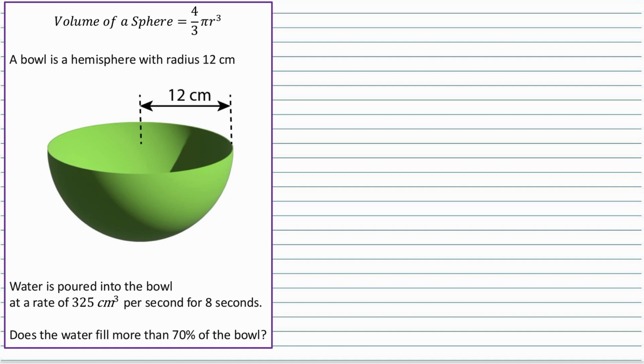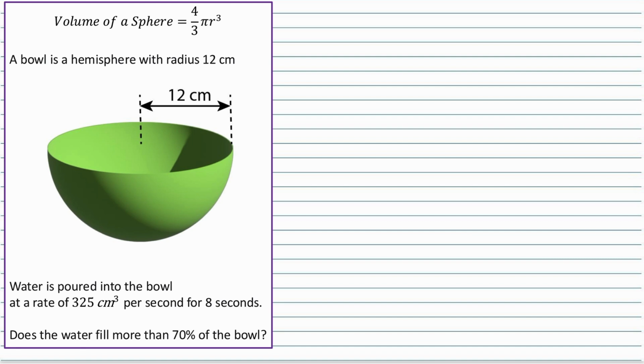In this question, we're told that a bowl is a hemisphere with a radius of 12 centimeters, and water is poured into the bowl at a rate of 325 centimeters cubed per second for 8 seconds. We need to work out if the water fills more than 70% of the bowl. So do you want to give this question a go and come back when you're ready?